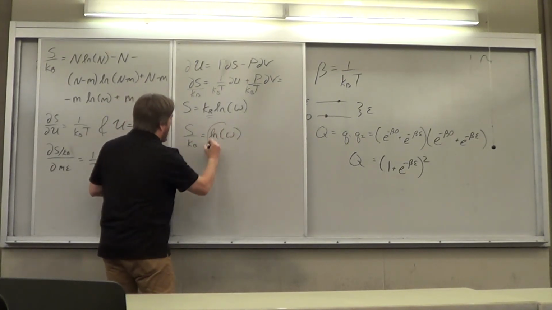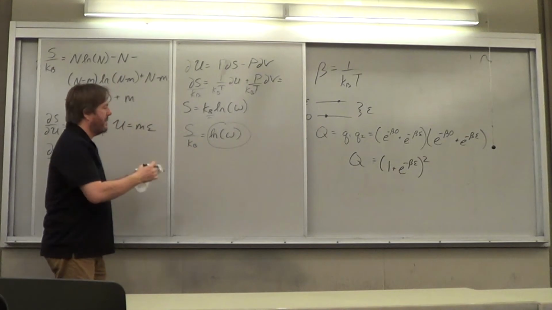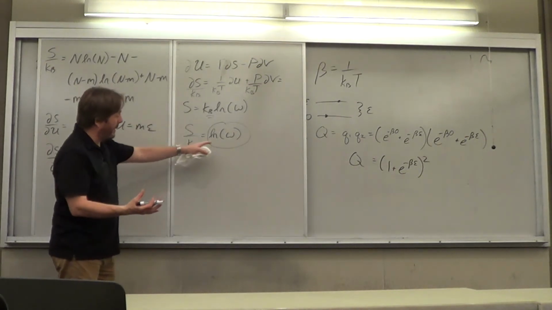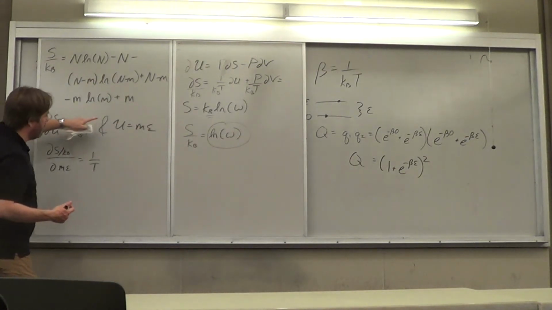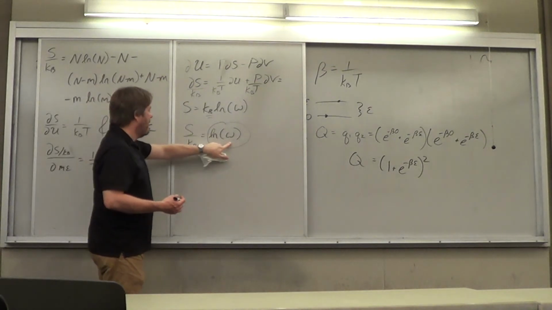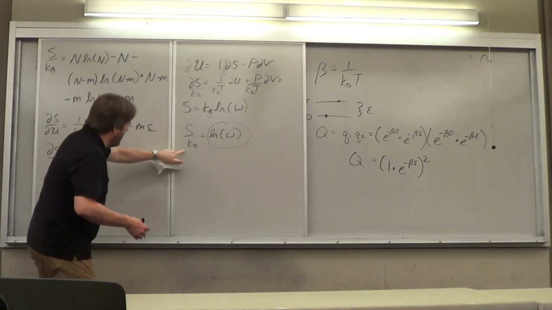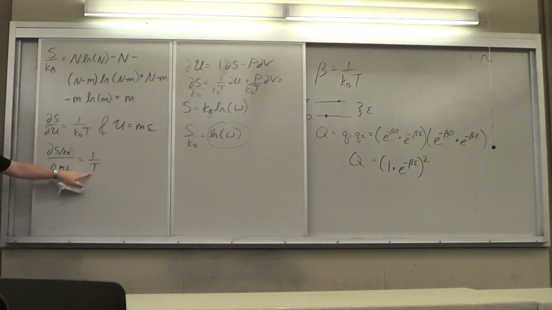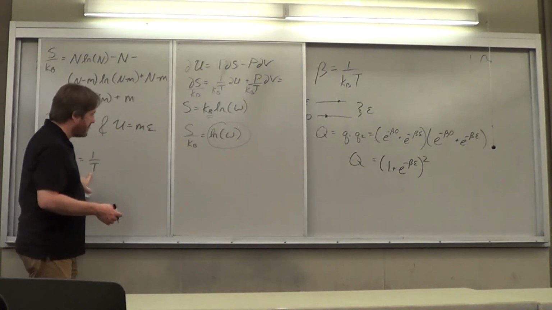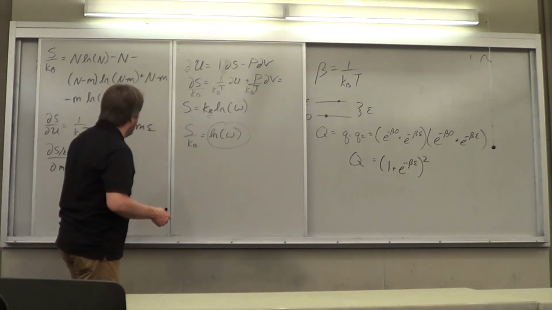Basically, this guy tends to be easy to set up. For the problems I give you, it will be easy. Even if it ends up being 10 miles long, it's still definable. And then that gives me S over kB. And then I'm going to manipulate this to get to thermodynamic properties such as temperature. Anyway, so that's where that comes from.